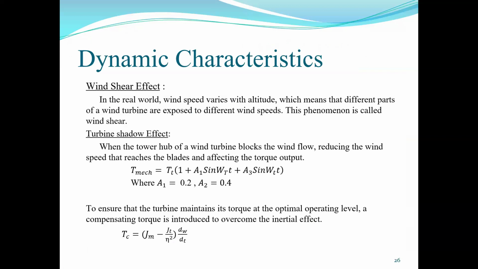Dynamic characteristics. In dynamic characteristics, wind shear and turbine shadow effect are present. In the wind shear effect, wind speed varies with the altitude. Therefore, different wind speeds occur. And the turbine shadow effect: the tower hub of the wind turbine blocks the wind flow. Therefore, it affects the output torque. Hence, the mechanical torque is given by Tt (1 plus A1 sin omega t plus A3 sin 3 omega t).